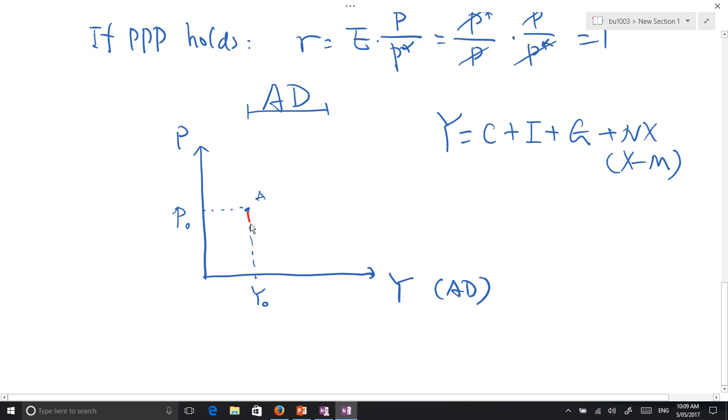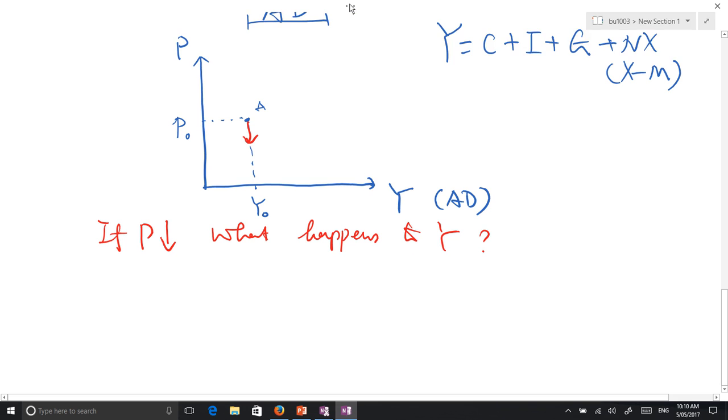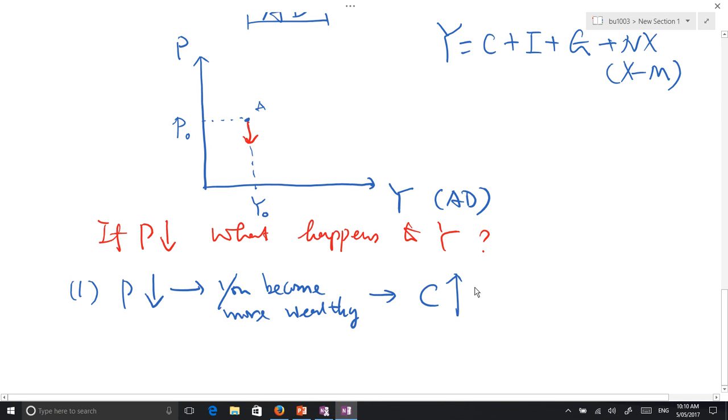Now let's say for some reason price goes down. What happens to Y, the aggregate demand? First, if the overall price drops, the $100 in your pocket has more purchasing power, and can buy more goods and services now. So now you become more wealthy. Then you are going to consume more, right? Because your $100 has a higher level of purchasing power than before, and this is called the wealth effect.